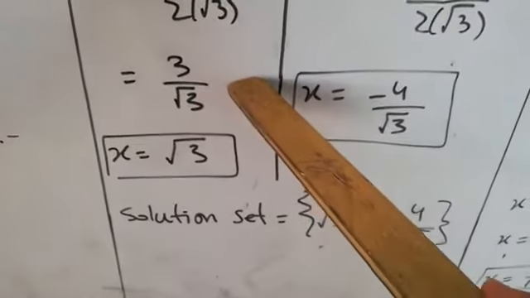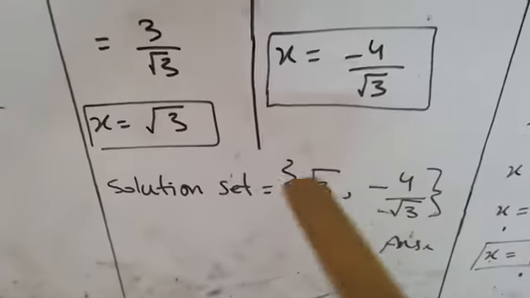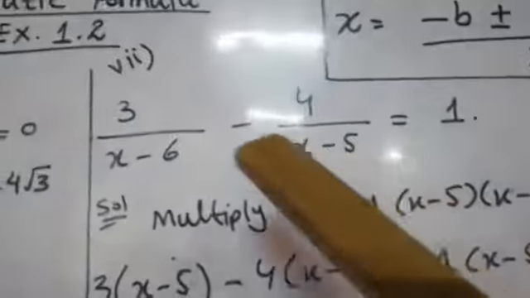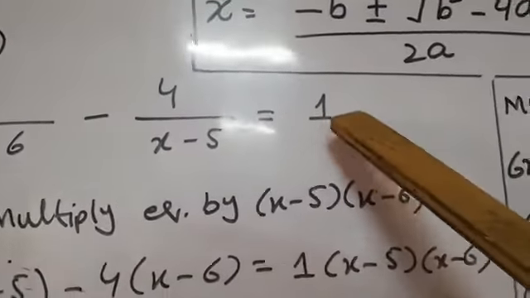It means after rationalization, but you can also write both answers. So this is the solution set of this question. Part number 7: 3 by x minus 6 minus 4 by x minus 5 is equal to 1.